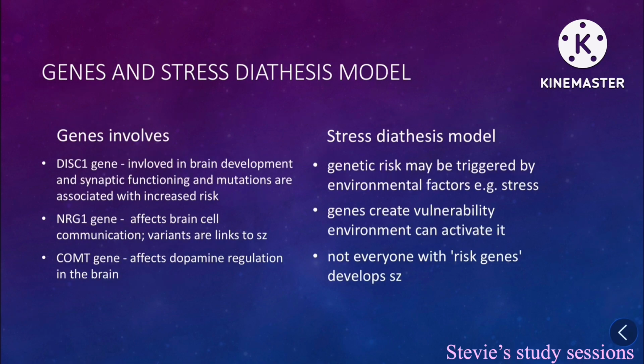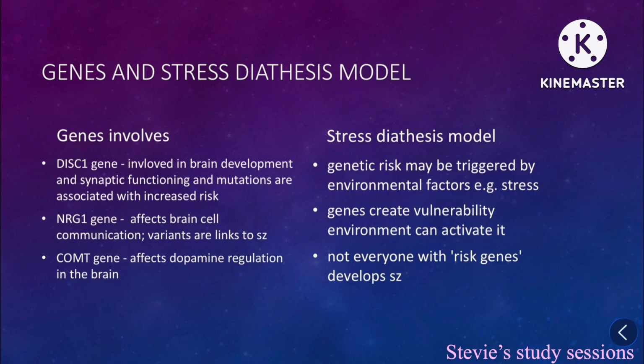Genes involved with schizophrenia and the stress diathesis model. Genes involved. The DISC1 gene. This gene is involved in brain development and synaptic functioning, and mutations are associated with increased risk of schizophrenia. The NRG1 gene. This gene affects brain communication, and variants lead to schizophrenia.